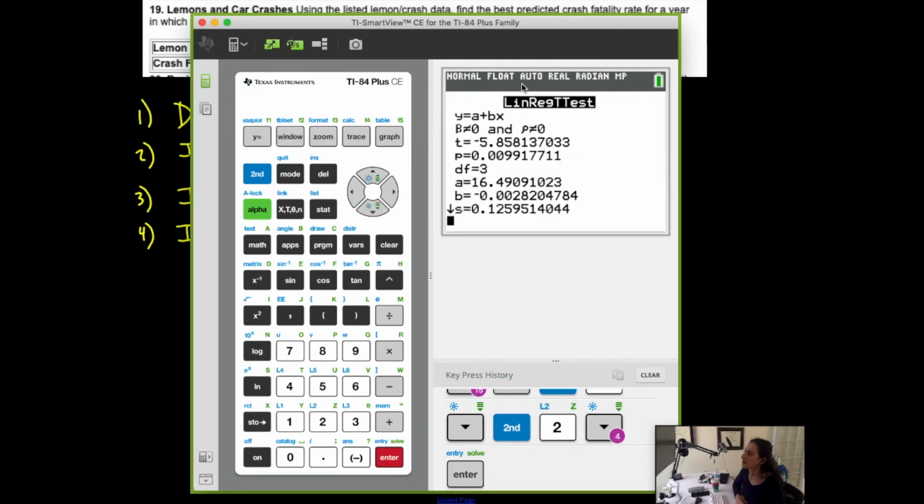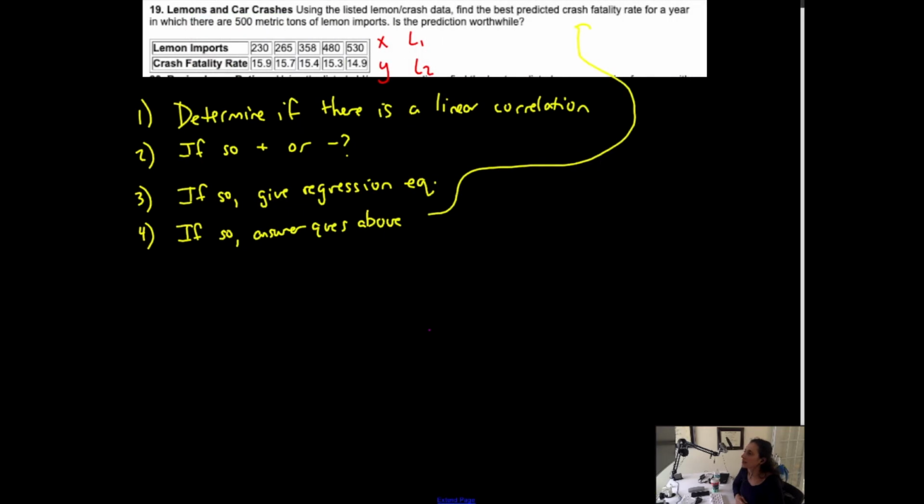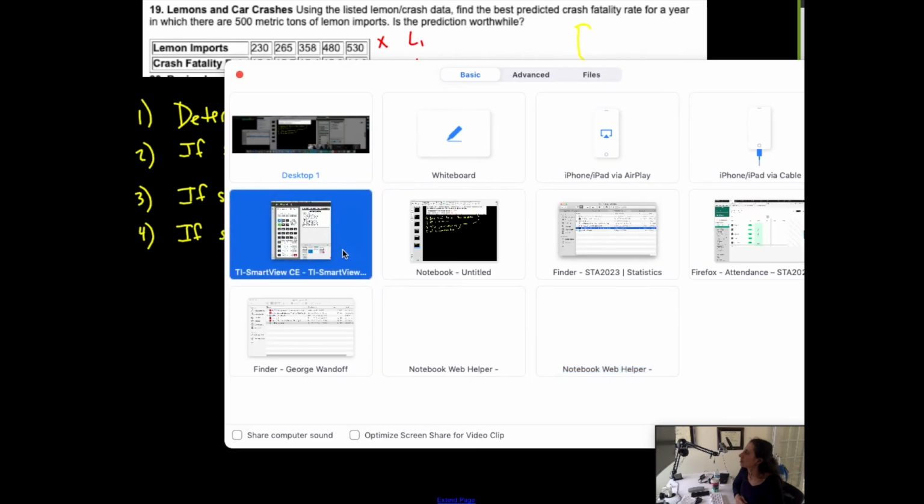And then this is my output. What I want is my p-value to run my test. The p-value is very small, 0.0099. So let me write my p-value, 0.0099.